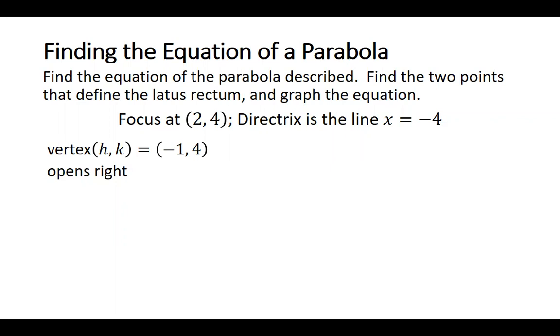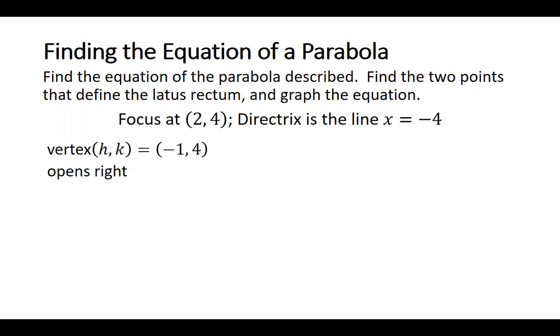The side of the vertex that the focus is on is the direction the parabola is opening. If the focus is above the vertex, we're opening up. If the focus is below the vertex, we're opening down. If the focus is to the right of the vertex, we're opening right. If the focus is to the left of the vertex, we're opening left. So in this case, it's to the right of the vertex, so we're opening right.